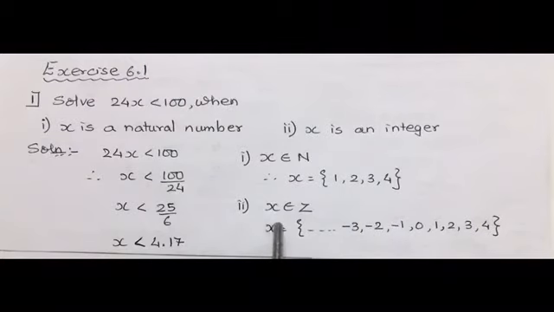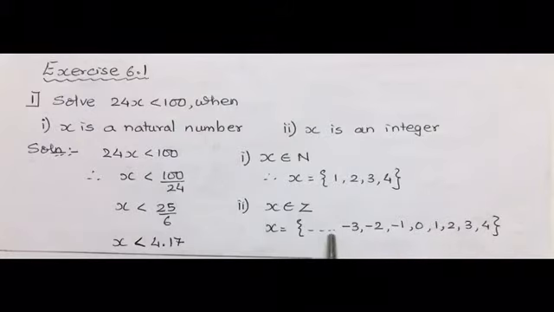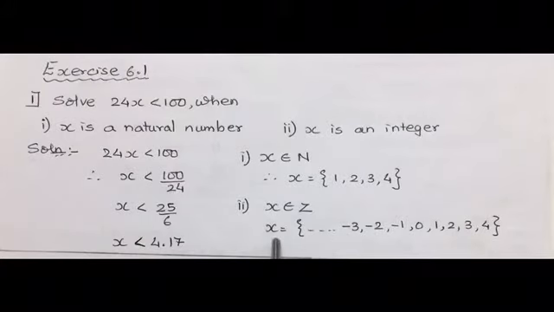If it is taking values in integers, as x is less than 4.17, we have to take the left hand side of 4.17. So the left side of 4.17 becomes all the negatives, 0, 1, 2, 3 till 4. So when x belongs to the integers, this is going to be the solution of x.